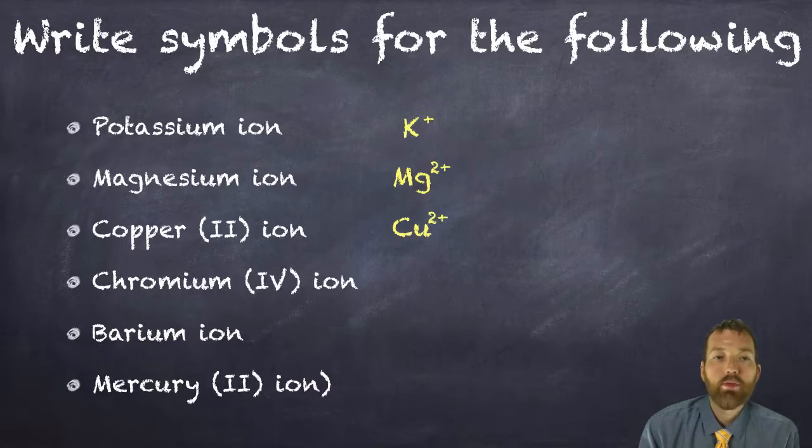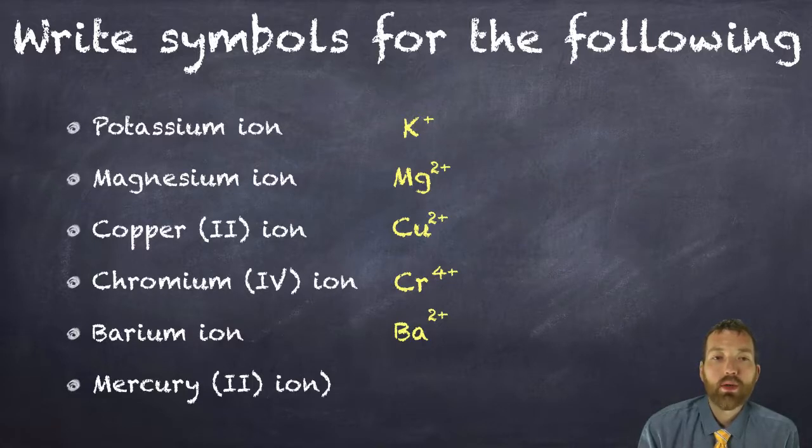Next, we have chromium 4 ion. So chromium is Cr, Roman numeral IV. If you don't know your Roman numerals, please study up. IV means 4, so it is a metal, so it's of course 4 plus. Next we have barium ion. Barium is Ba, and it's in group 2, so it gets a 2 plus.